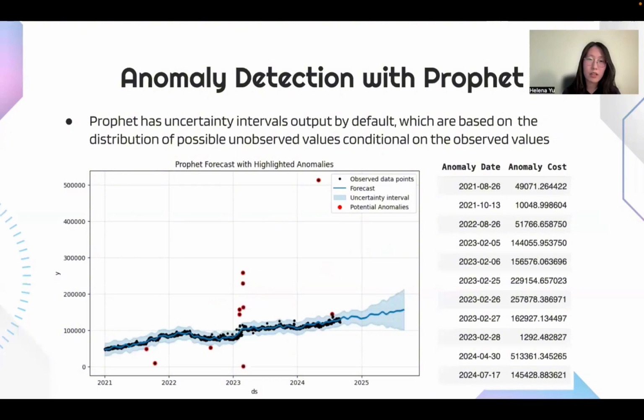In our anomaly detection with Prophet, we basically used the uncertainty intervals output by default by Prophet, and we classified the points that deviate by more than $2,000 from those uncertainty intervals as anomalies. And here are the anomalies plotted in a plot and also listed out with their dates and total cost.